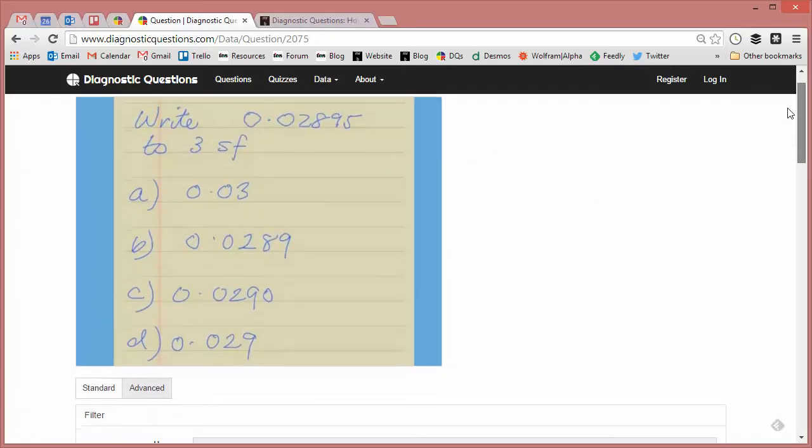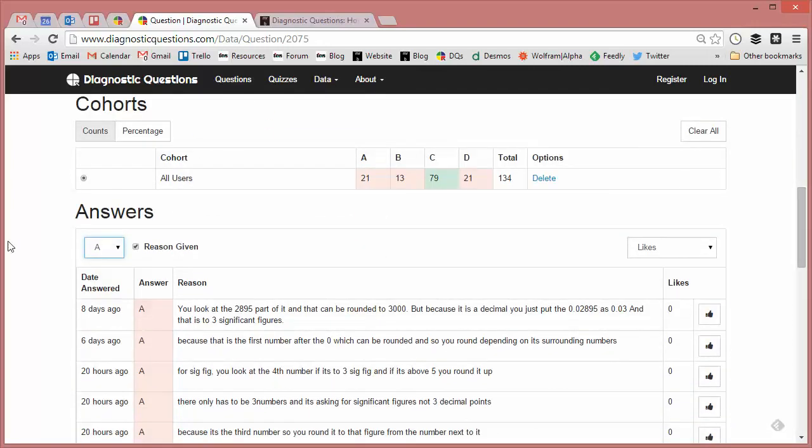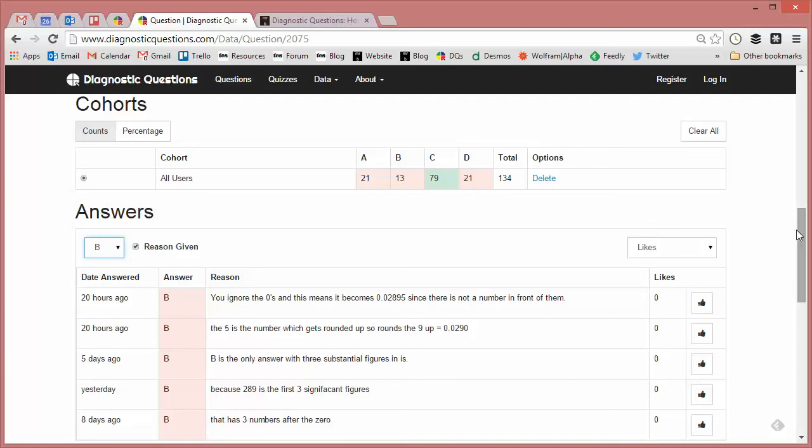What about the other wrong answers here? So B is a wrong answer. I wonder why they've gone for B. Why would they have gone for 0.0289? Well, again, we don't need to guess anymore. We can get a key insight into how students think here. Let's have a look at this.